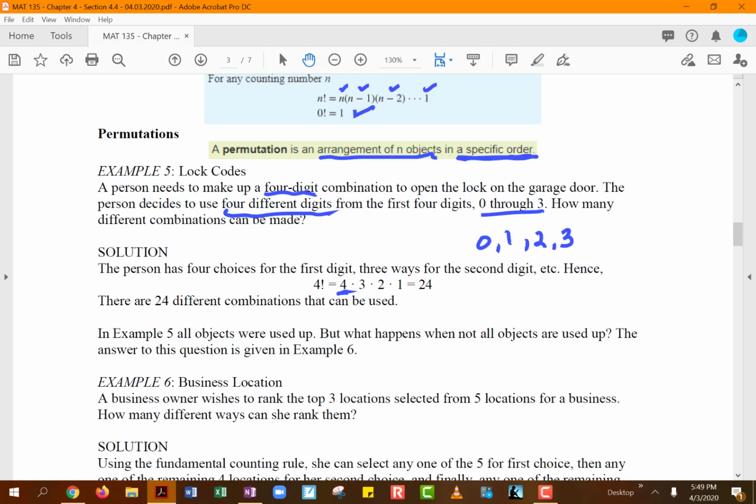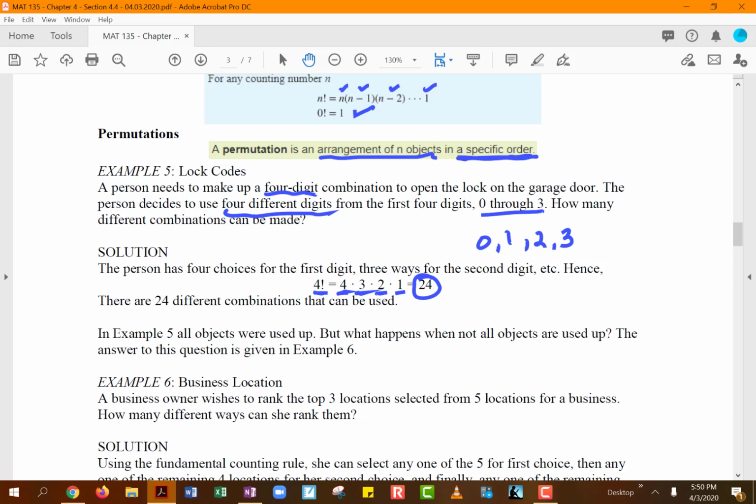But since they don't want the numbers to repeat, for the second digit, they will only have 3 options. For the third digit, they will have 2 options. And then for the last digit, they will only have 1 option, right? Which means they are basically using 4 factorial as their calculation. And as you can see, this will come out to be 24. So this person will be able to use the numbers from 0, 1, 2, and 3, and there will be 24 different combinations.